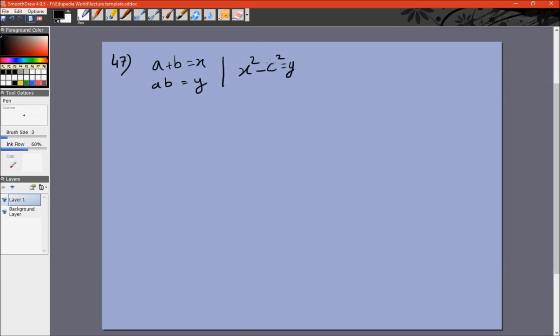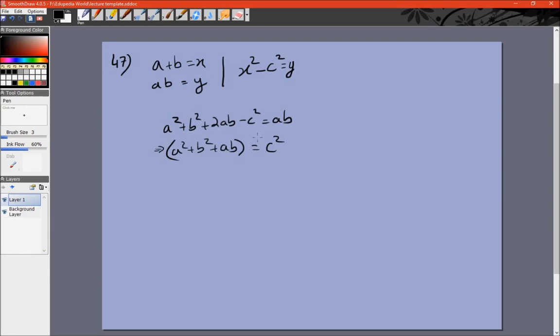Then the ratio of the inradius to the circumradius. So let's just look at this equation first. x is a plus b, so we'll have a squared plus b squared plus 2ab minus c squared is equal to ab, which means a squared plus b squared plus ab is equal to c squared.